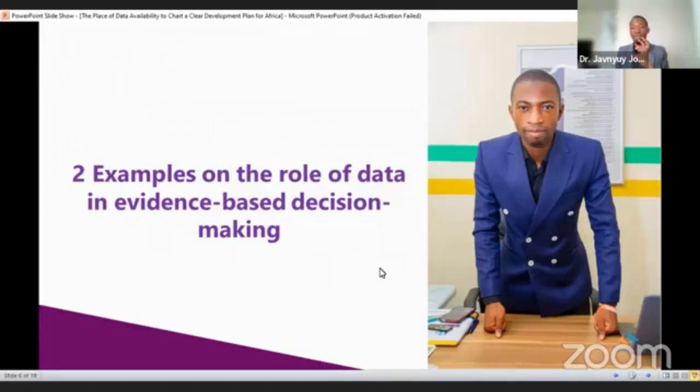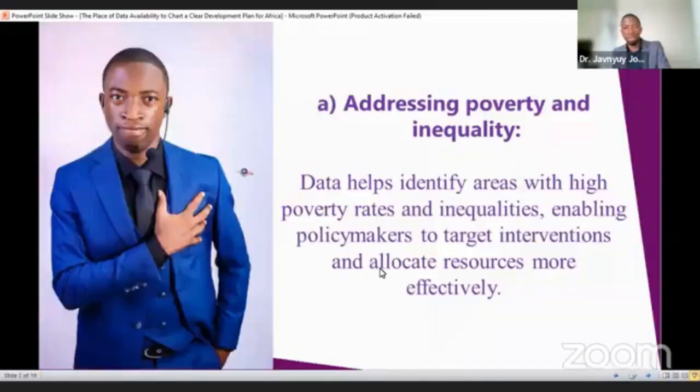If you mention any president that is a good president, at the core of their presidency is the quality of their decision making. If you talk to any chief executive officer of a company, at the core of their leadership is decision making. So, two examples on the role of data in evidence-based decision making.